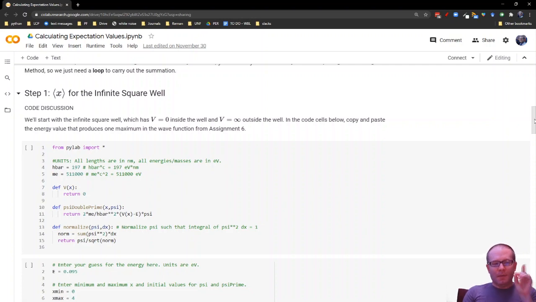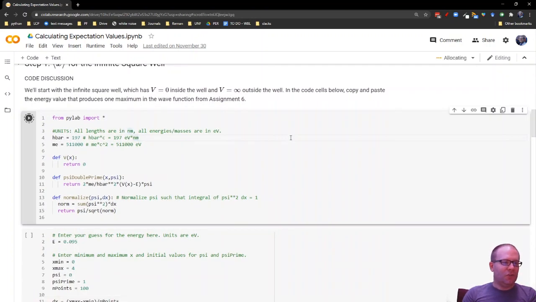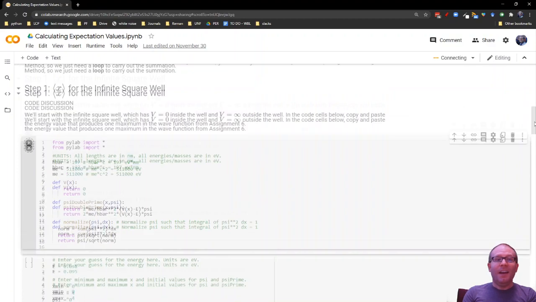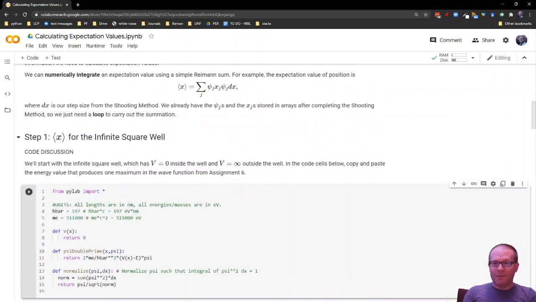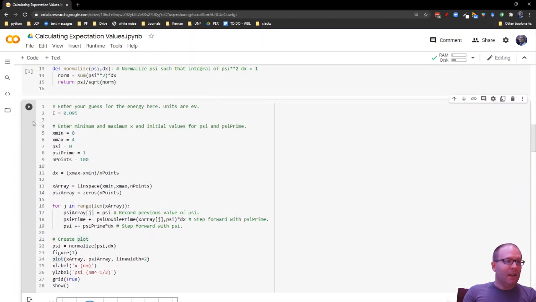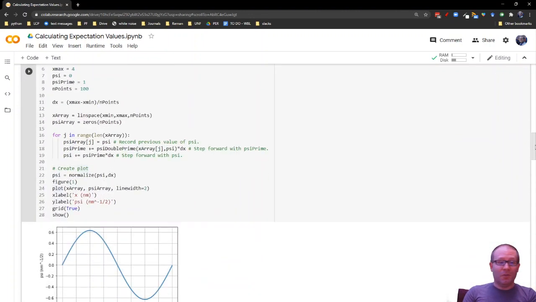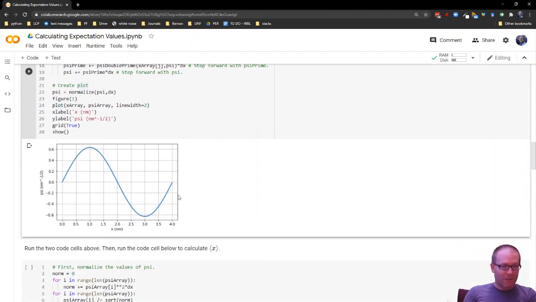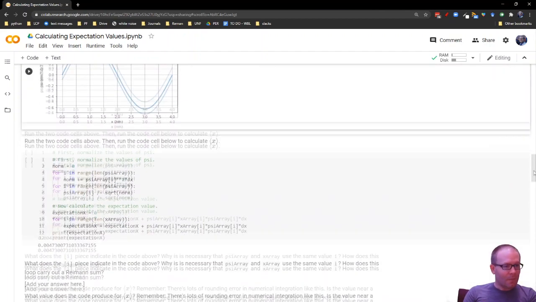First, we're going to repeat everything we did with the shooting method because I actually need the array of psi values here. So we're going to start out by rerunning our code for the shooting method. You already got the energy eigenvalues that you need here. So you just take your energy eigenvalues from the shooting method activity that you completed and put in each of those here for your wave function. You should get the same wave function graph you had before.